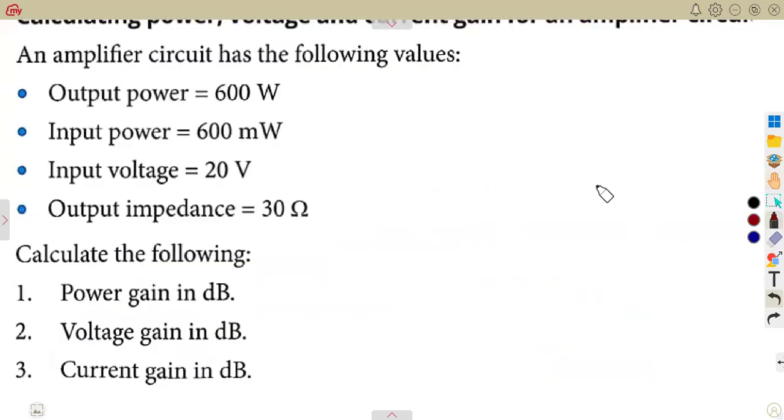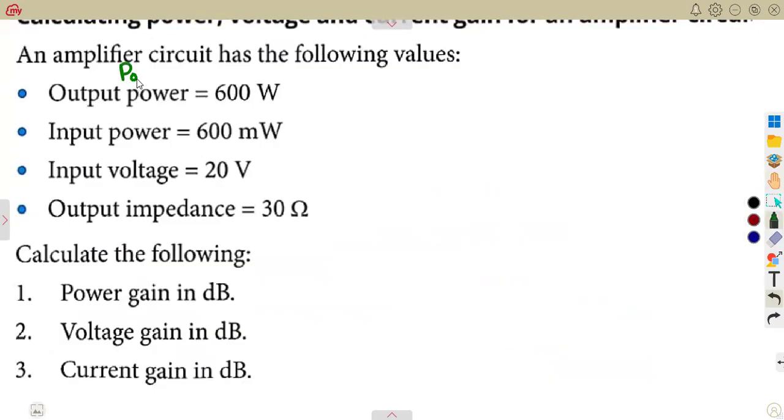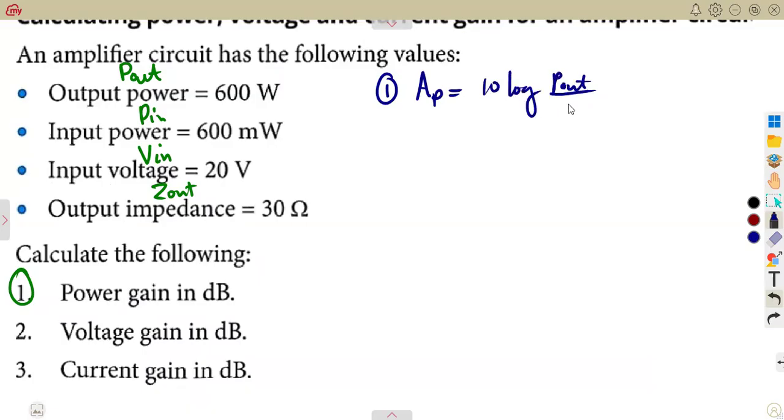We are also given on this question the output power, which is 600 watts. The input power is also given, the input voltage, and we've got the output impedance, which is Z out. So calculate number one, the power gain in decibels. This one is also direct. We've got power in and power out, so we can calculate our power gain, which is 10 log P out over P in.